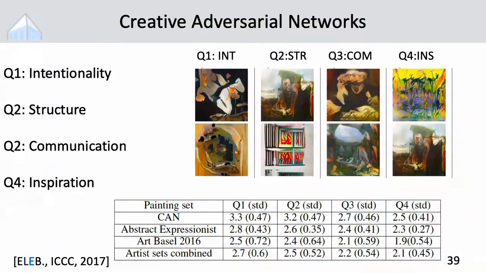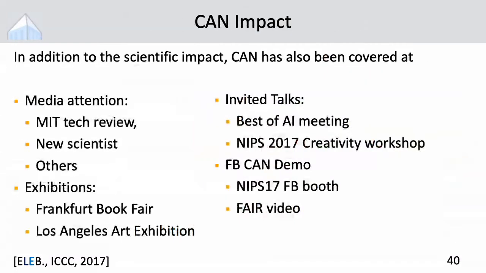These are also some studies that we did on the dimensions of intentionality, structure, communication, and inspiration. These are dimensions that people in the art literature have used to evaluate human generated art. So we use the same principles to see how this relates to real art, and the scores with respect to others were sometimes better or competitive. So CAN has gained some interest, for example in the scientific community, and has also been invited, for example, to art exhibitions like the Frankfurt Book Fair, which is one of the largest in the world, and a Los Angeles art exhibition.